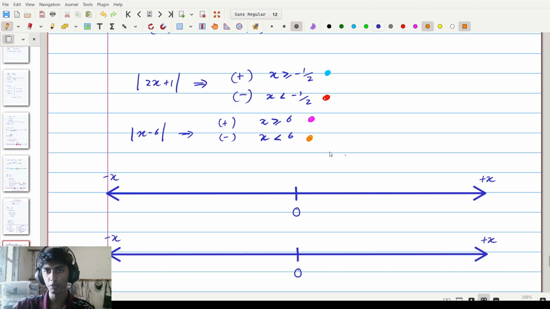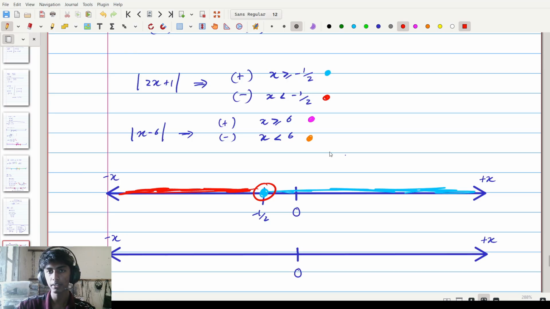So here we can see for the first one, the point of interest is negative half. If I draw negative half over here, for x's that are greater than or equal to negative half, we have one thing, so that is inclusive. So I'll put a dot there to show the inclusiveness, and everything to the right here. And for the red one, it's exclusive of the point negative half, and everything to the left.